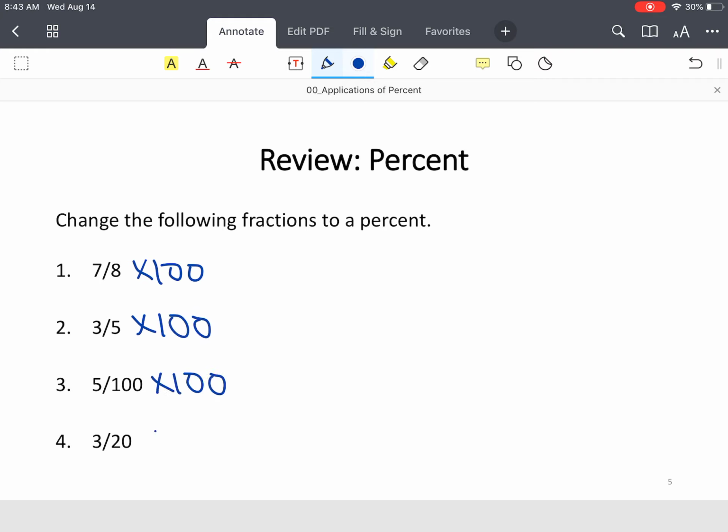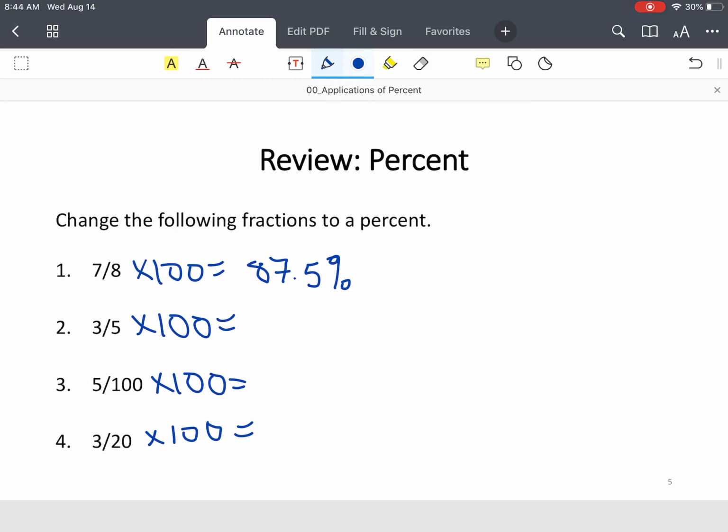And then just simplify your answers if need be. All right, 7/8 times 100. I know that's 87.5%. Now you can take your calculators and you can end up with 700 over 8. Divide it out, you're gonna get 87.5.